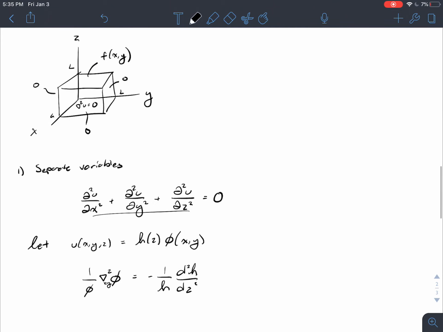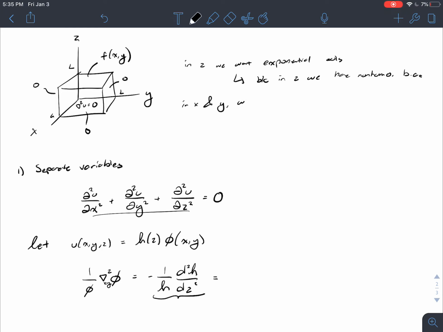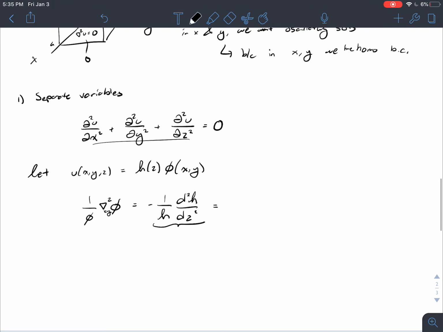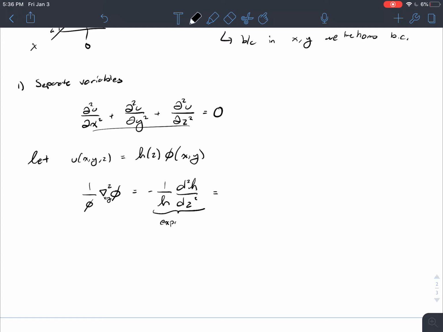Okay, and as a part of the theme of separating variables here, we have to decide the sign of the separation constant. So if we look at the z dependent terms, in z we want exponential solutions, and this is because in z we have non-homogeneous BCs. In x and y we want oscillatory solutions, because in x, y we have homogeneous BCs.